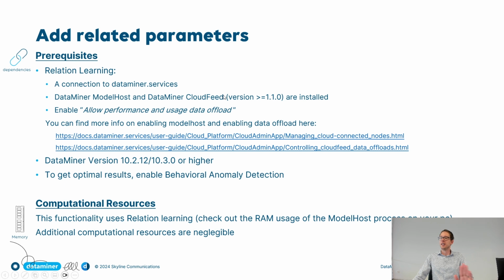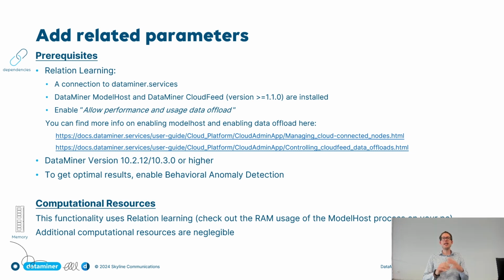Voila. In order to finalize this presentation, let me just mention a few words on prerequisites and computational resources. The main prerequisite for this feature is relation learning. That's why you need a connection to the cloud, as we've mentioned before. You also need a DataMiner version of 10.2.12, 10.3.0 or higher. And to get optimal results, you should really enable behavioral anomaly detection.